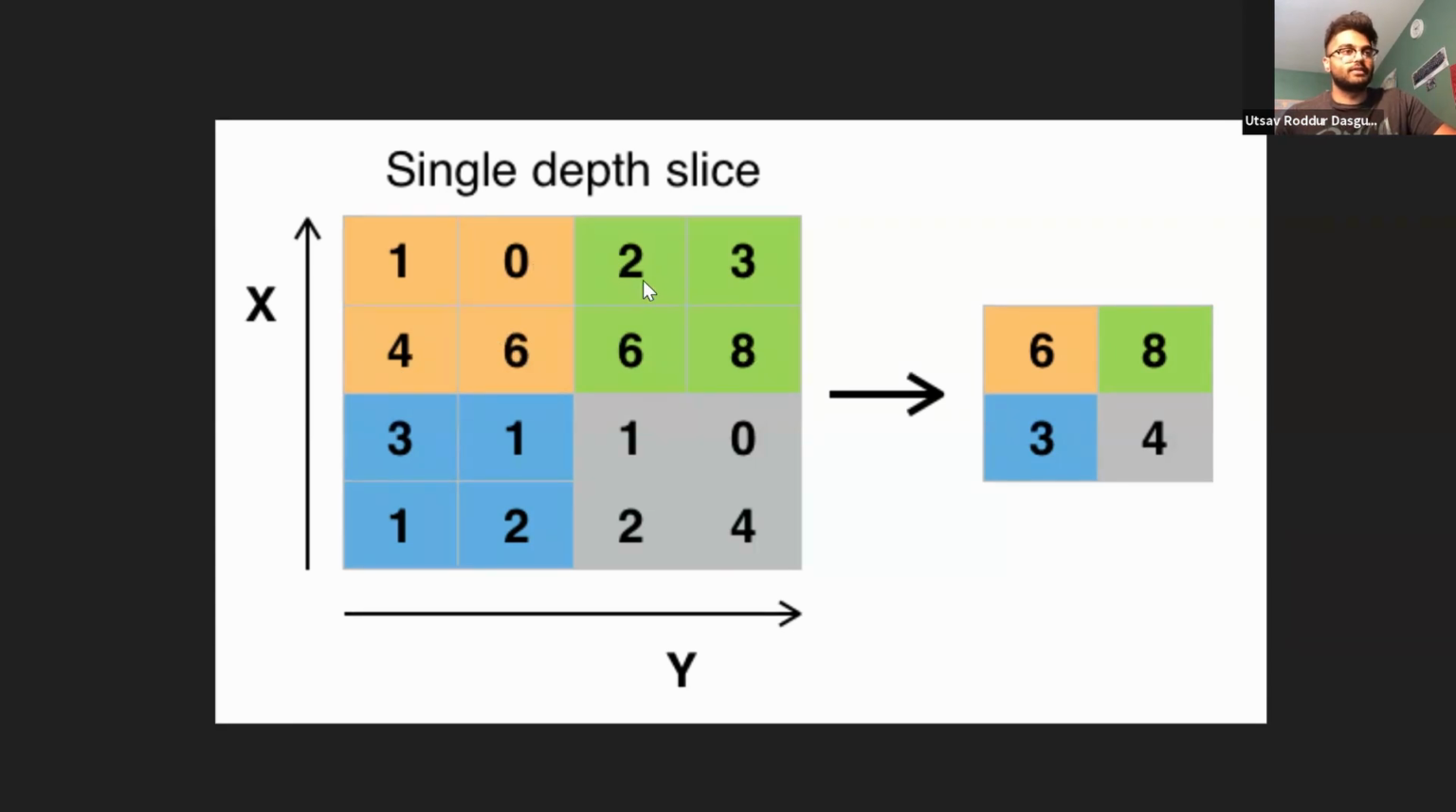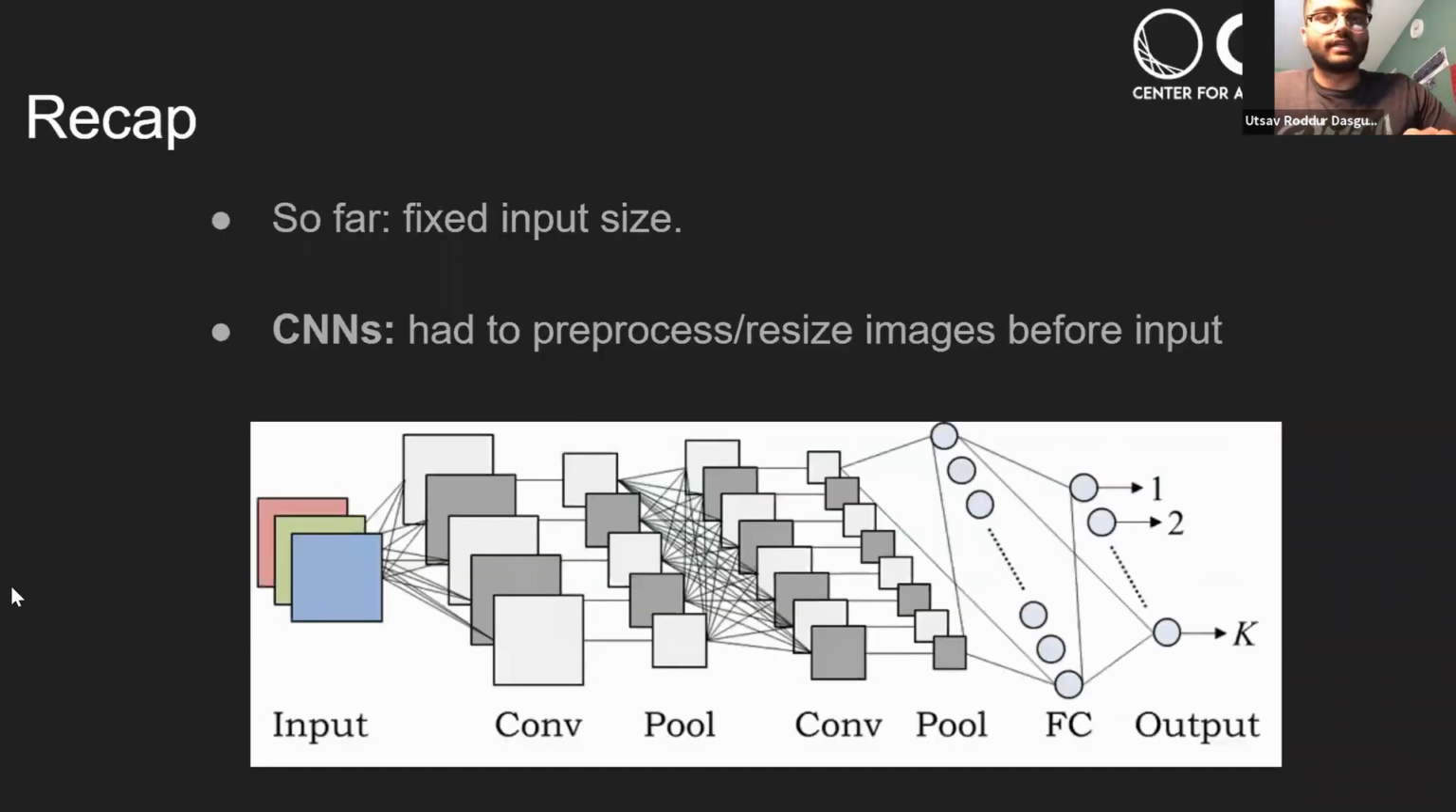So we go from this square to this square, and then from this square all the way down to here, etc. So hopefully that was a good recap so far. And one thing you should note is that with CNNs, and everything we've talked about so far with regards to neural networks, it's always been a fixed input size. You cannot have a variable input size.